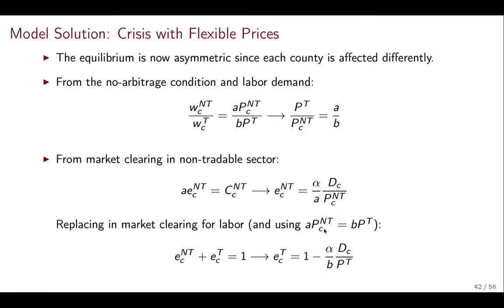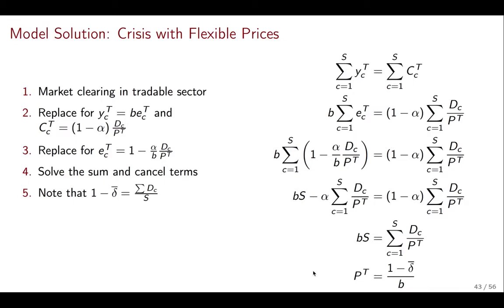But then, because we know that the prices have to satisfy the following equality, this is just manipulating this equality here, and we know that we need to clear the labor market, we can use this expression for the non-tradable labor to get an expression for the tradable labor. And the reason we want this expression is because now we can use the market clearing condition for tradable goods to get an expression for the tradable price. That's what we do here. There are many steps involved, and I'm not going to describe each of them now, but I'm giving you here what the main steps are.